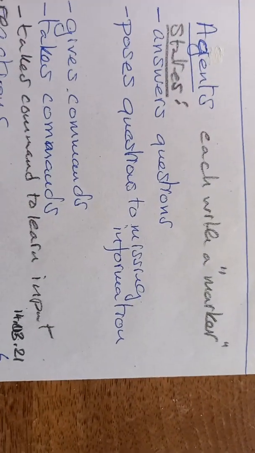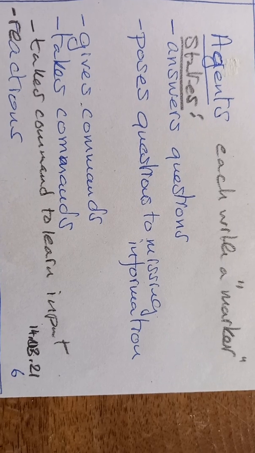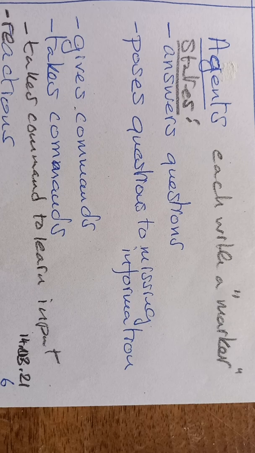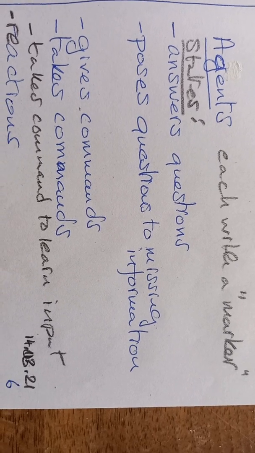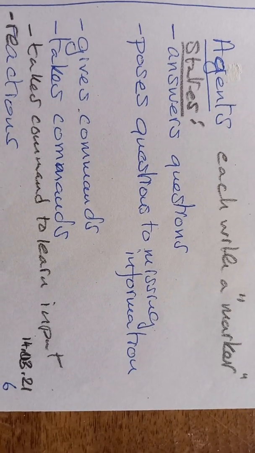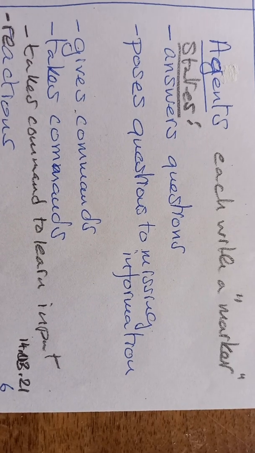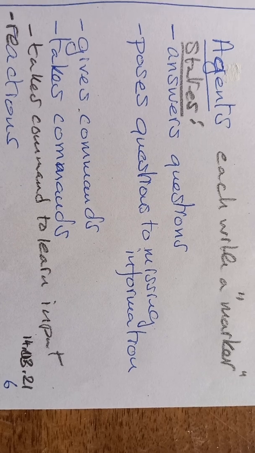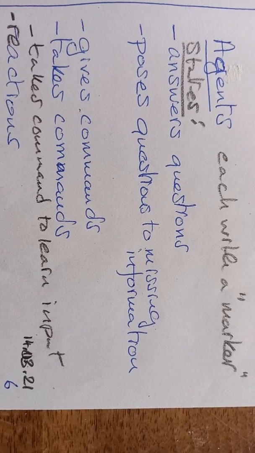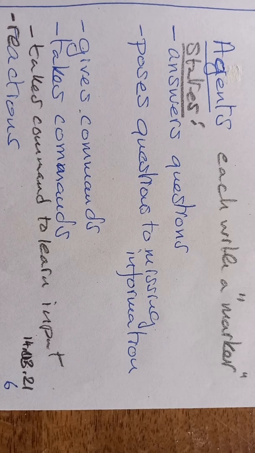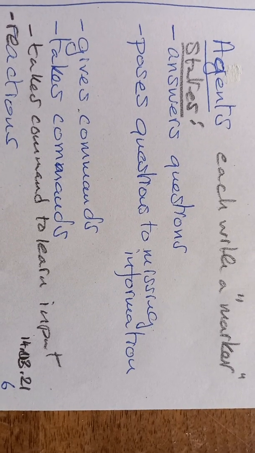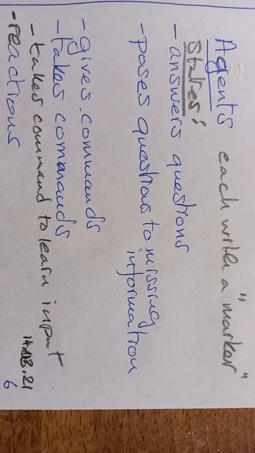Let's talk about the agent itself. What can agents or a cognitive system do? They can answer questions, they can pose questions about missing information which they don't have themselves. They can give commands, they can take commands, do things. And they can also take explicit commands to learn things and then react to the environment. So it's sort of standard action.